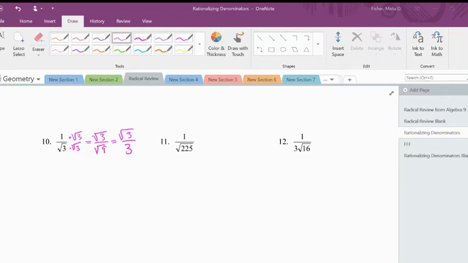12, let's first look at it and see, do we need to multiply anything? I actually see right here that 16 is a perfect square already. So really what I have is 1 over 3 times 4, which is just 1/12.